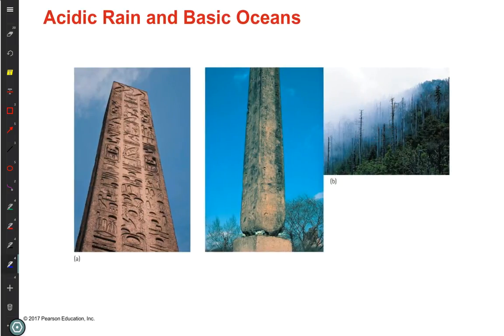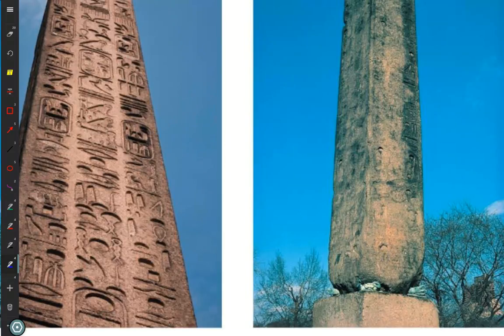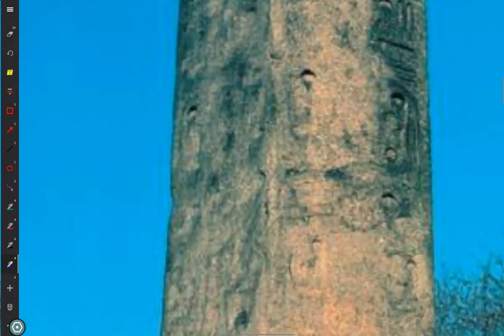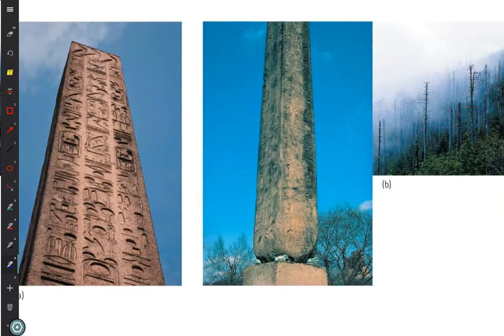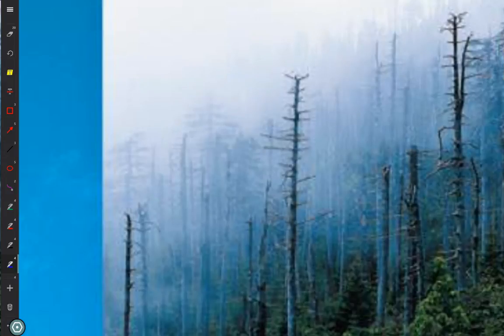So, here's an example of acid rain. What it does to a nice piece of calcium carbonate, and then over time dissolves so you can't read anything. And here, as we can see, the forest, it lived nicely in the acid rain. Not.